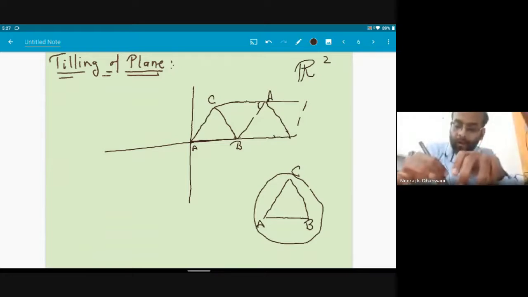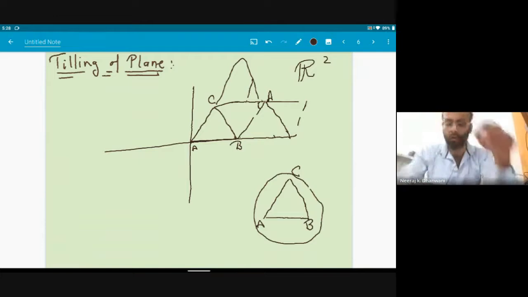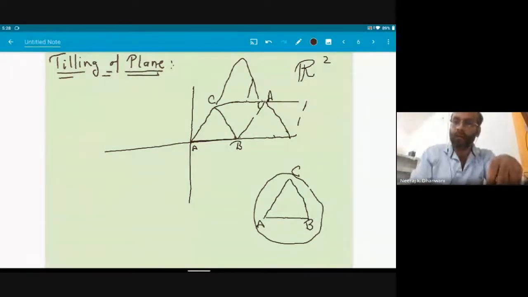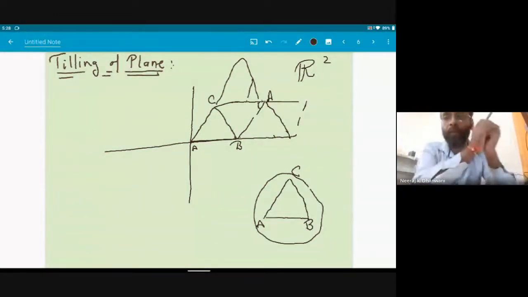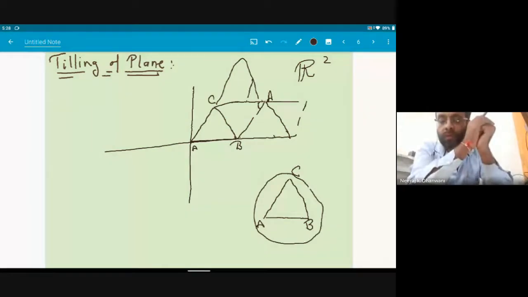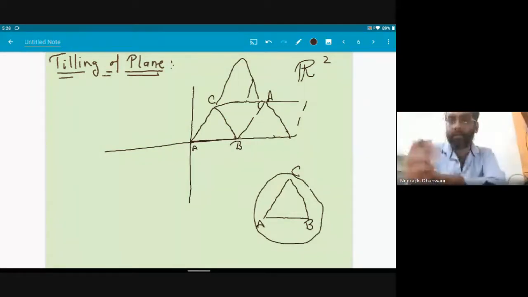This side I will again do the same thing. I will place the A here, B here, and so on. Are you getting the idea of what I am trying to do? I am trying to translate my triangle from one point to another point. It's also called a tessellation of the surfaces.